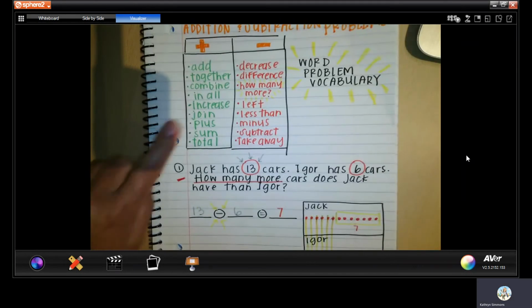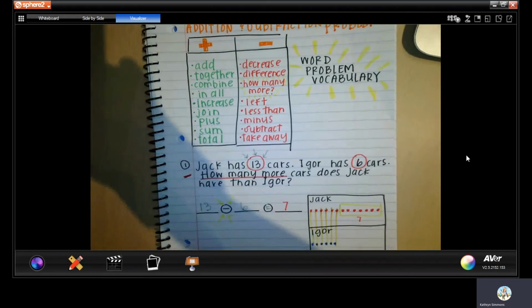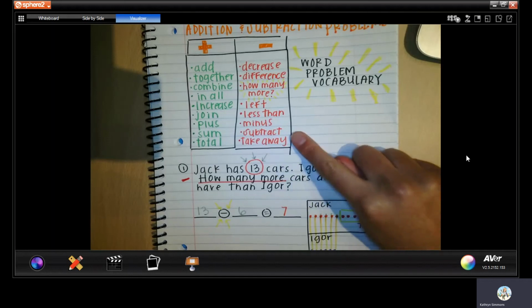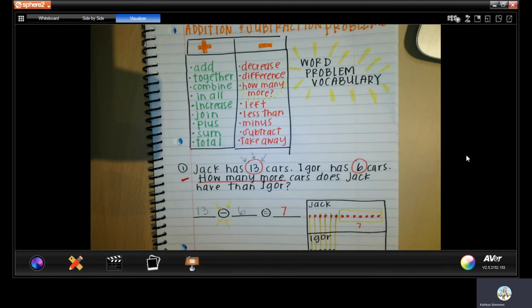Remember, I will be checking our word problem vocabulary chart during small groups. So make sure, if you did not already, take time, pause the video, and write down all of your vocabulary words. This will help us in the future be able to solve word problems like a champ.